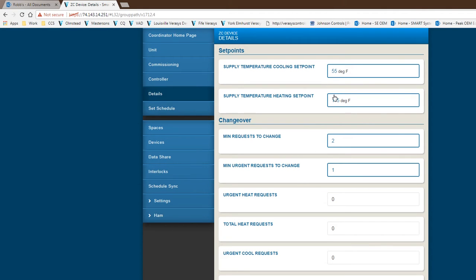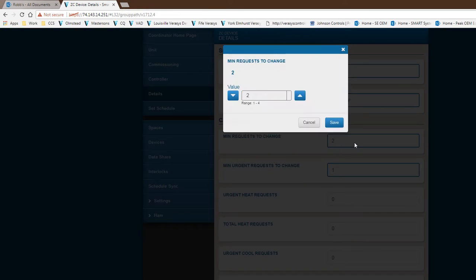And this is where you actually set your cooling set point, discharge air supply temperature, and heating set point. Even though this is a zone coordinator, this is where we put the set points, which the zone coordinator will control and operate and feed into the rooftop itself. The minimum request to change and minimum urgent request to change are also put in this area right here, and you could change that number based on what your requirement is.